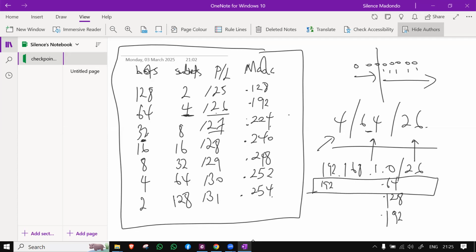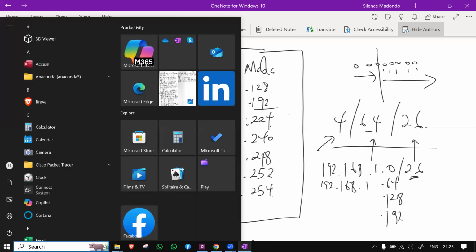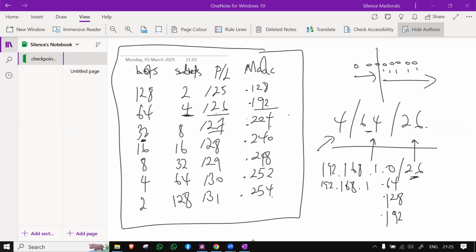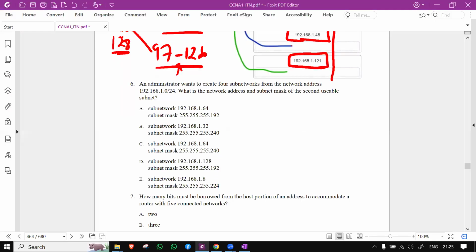So 192.168.1.64 is our network ID, and our mask. If we're using /26, our mask will be .192. Going back to our question, it means our answer is .192, this one, then the second one, that is .64. So the answer is A.